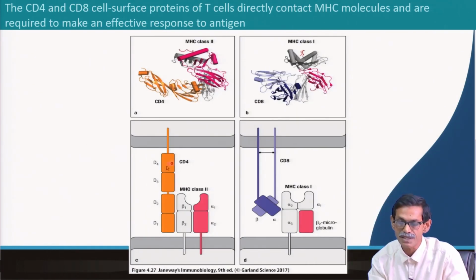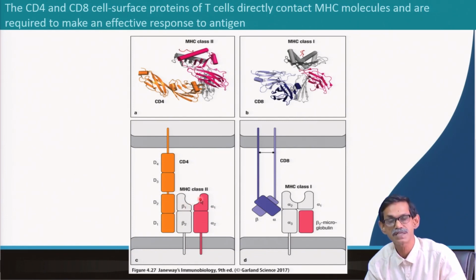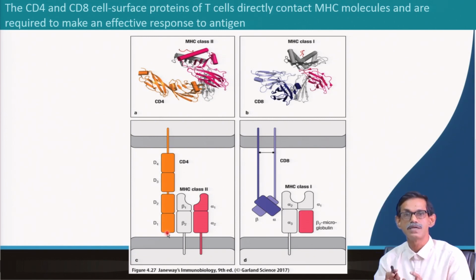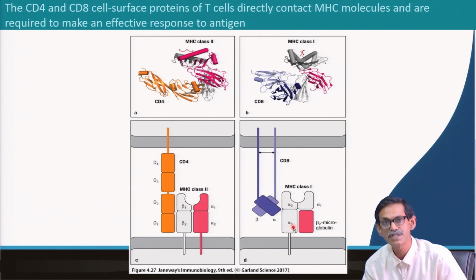But if you see this picture, you see the MHC class 2 molecule, alpha beta, interacting with the T cell receptor along with the peptide, but it is also interacting with the CD4. So, the beta chain of MHC class 2 is very specifically interacting with CD4. Similarly, the alpha 2 and alpha 3 domain of MHC class 1 is interacting with CD8.